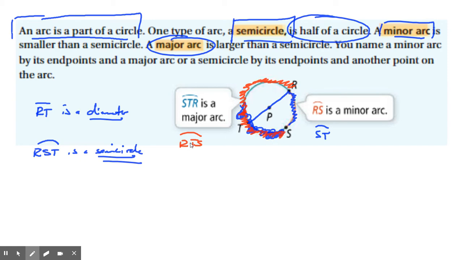So again, go from one letter to the next. Do not skip over letters, all that fun stuff. So those are your different types of arcs.